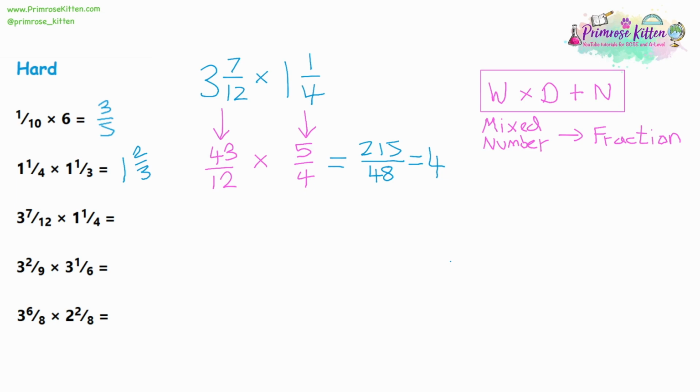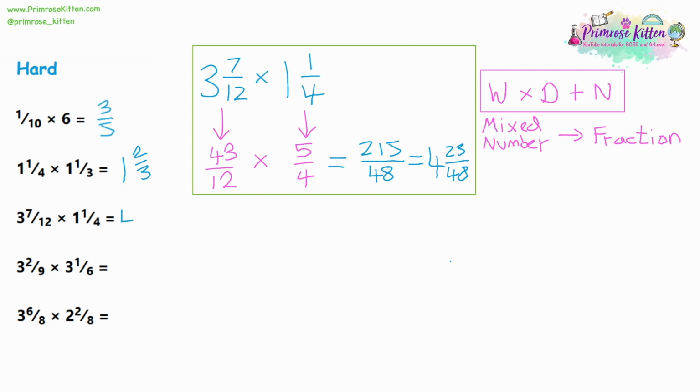And then that's into 200. I've actually got 215, so I've got 15 extra. So that 8 and 15 will make 23, and it'll be out of 48. Now, can I simplify this? Well, I remember that 23 is a prime number. I can't divide 48 by 23, so I'm going to have to leave it there. So the answer to 3 and 7/12 multiplied by 1 and 1/4 is 4 and 23 over 48.